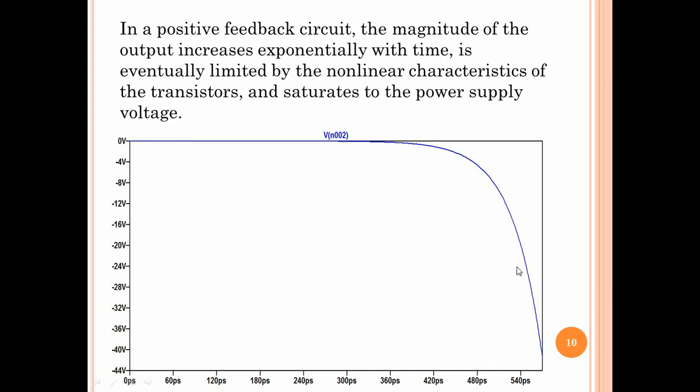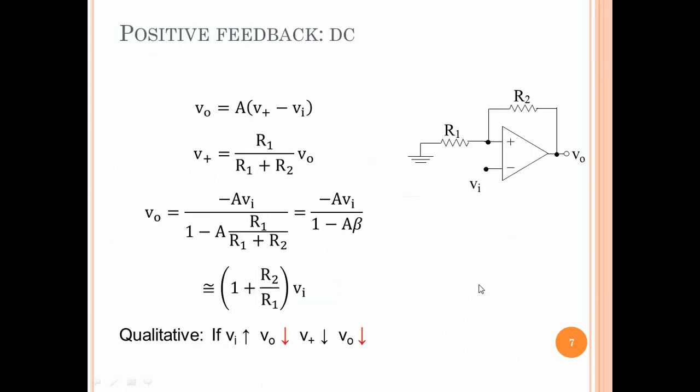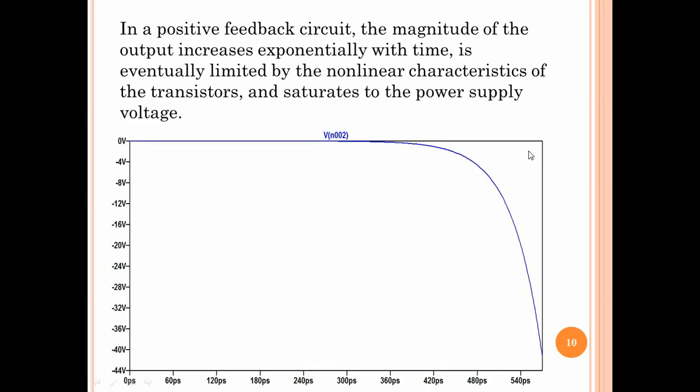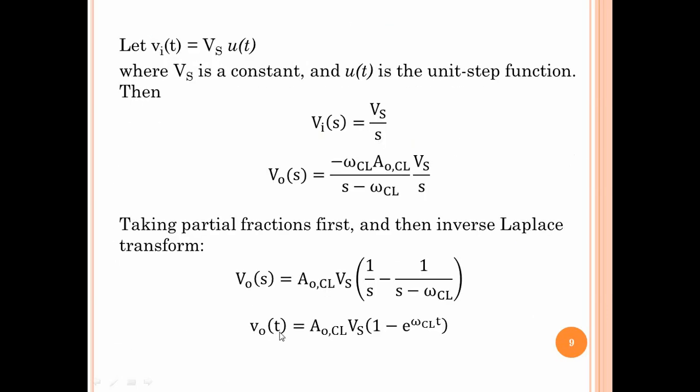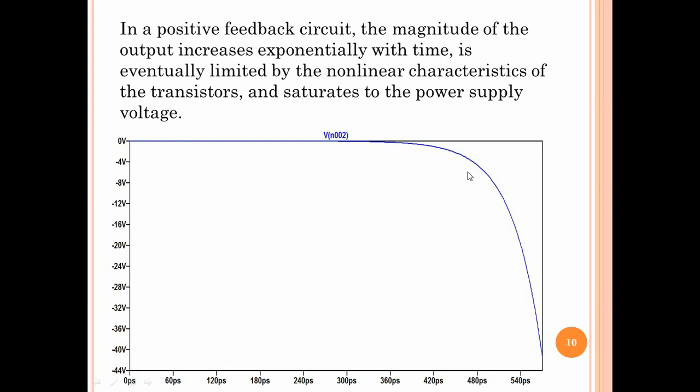This is basically an exponential. The magnitude is increasing exponentially with time. There is a negative sign. Why is the voltage going negative? So let's go back to the circuit. If this voltage becomes positive, because this is negative, the output would become negative. So assuming that Vs is positive, the output would be negative. But the output increases exponentially with time. This is what happens in positive feedback circuits. The output increases exponentially with time.